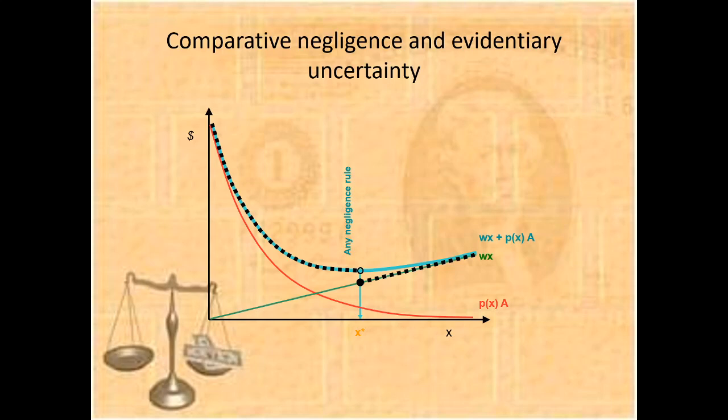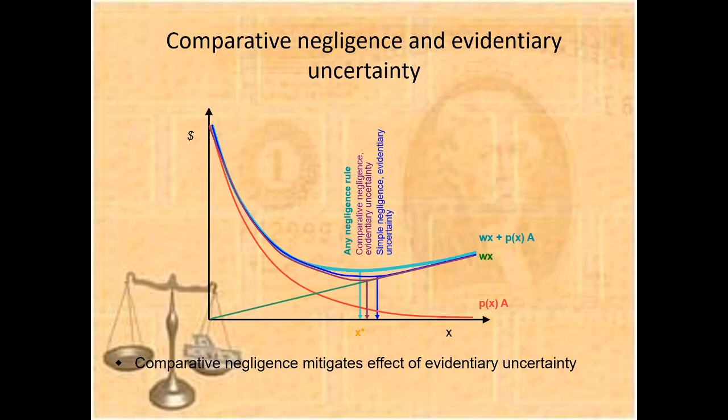Under any negligence rule, your x star is equal to the standard set. So with simple negligence and evidentiary uncertainty, you have this blue line. With comparative negligence, you again have less than that. So comparative negligence mitigates the effects of evidentiary uncertainty in that context.